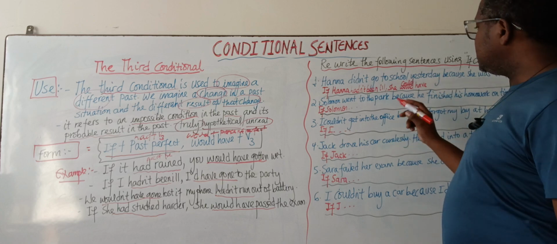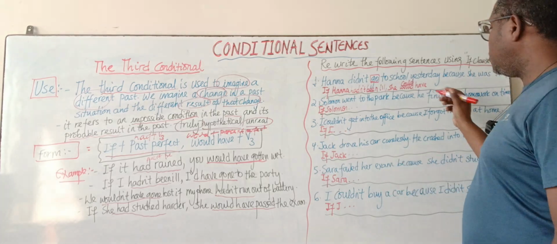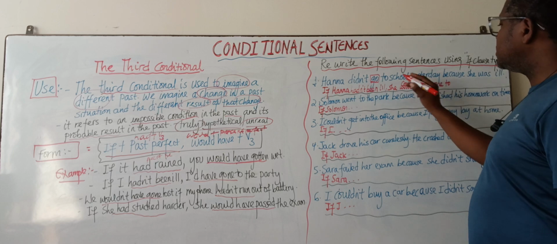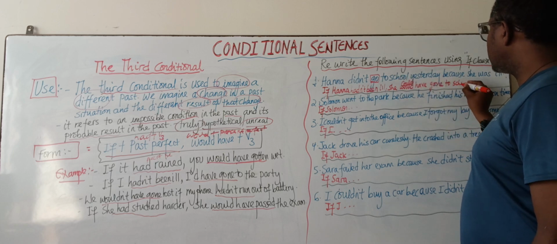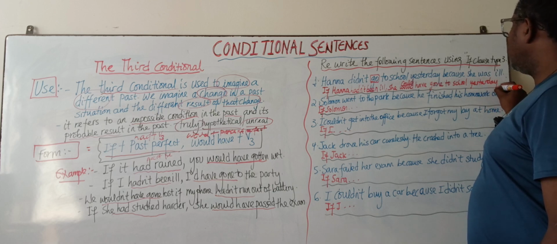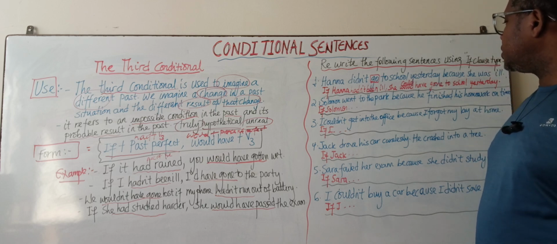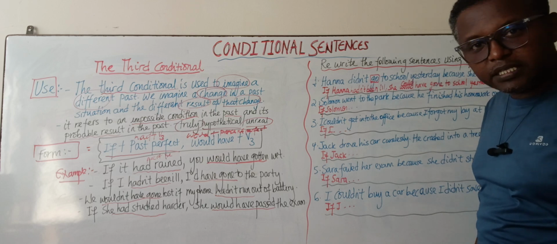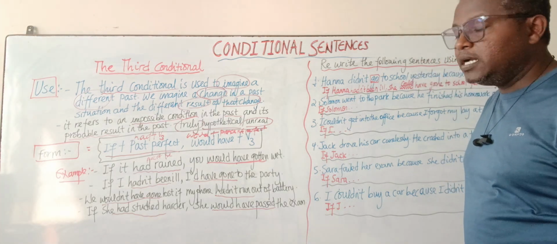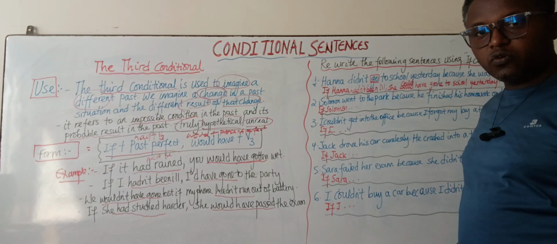So what is the action? Going to school. So go is the main verb here. So she could have gone to school yesterday. So the answer is, if Hannah hadn't been ill, she could have gone to school yesterday.